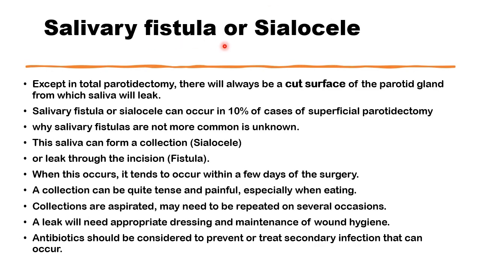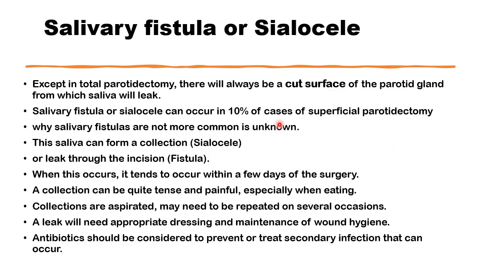How do the fistulas and sialoceles form? Except in total parotidectomy, when all or almost all of the parotid tissues are removed, there will always be a cut surface of the parotid gland from which saliva can leak. Salivary fistulas or sialoceles can occur in up to 10% of cases of superficial parotidectomy. The real question is why salivary fistulas are not more common in practice. We don't know the answer. We only see about 10% of the cases, not all of the cases of superficial parotidectomy, despite having a cut surface in the parotid gland.